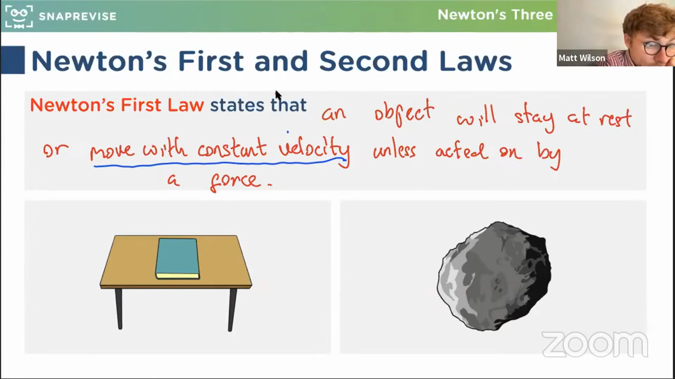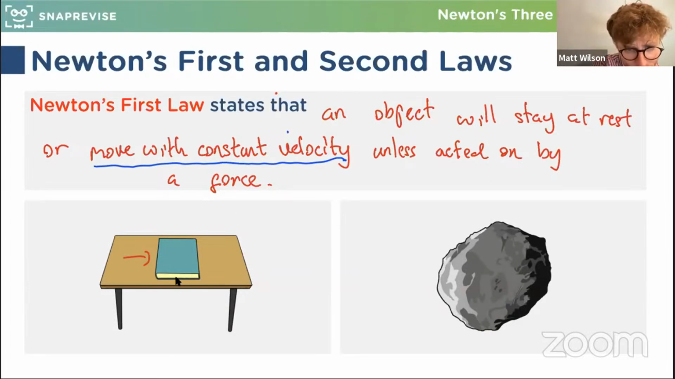So let's take a look at this diagram on the left-hand side. Here we can definitely see a picture of an object at rest. In particular, I'm thinking about this book in this situation. So this book that is on the table. Now, in this case, it's not quite true that it's not acted on by a force. It is acted on by a force, but it's actually acted on by balanced forces that cancel each other out.